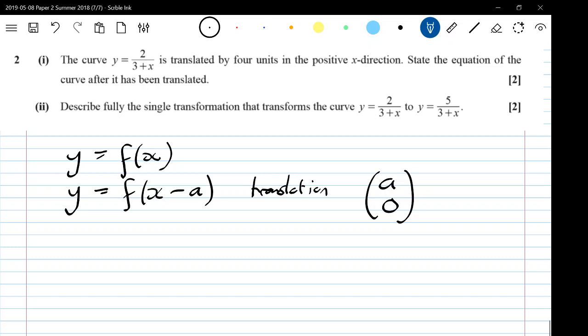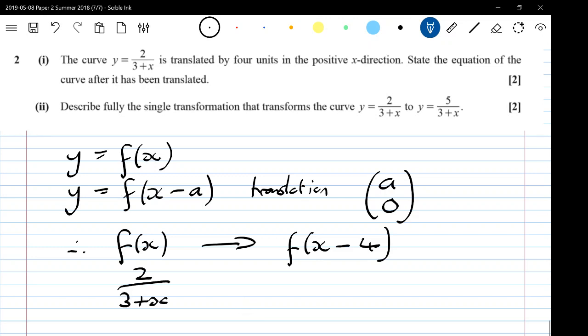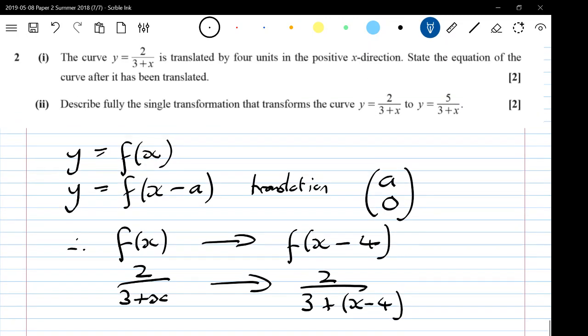We are wanting to go from f of x to f of x minus 4. That would be a translation 4 units in the positive x direction. That means in our original function, we are going to replace x with x minus 4. So 2 over 3 plus x minus 4, and that's the right answer.